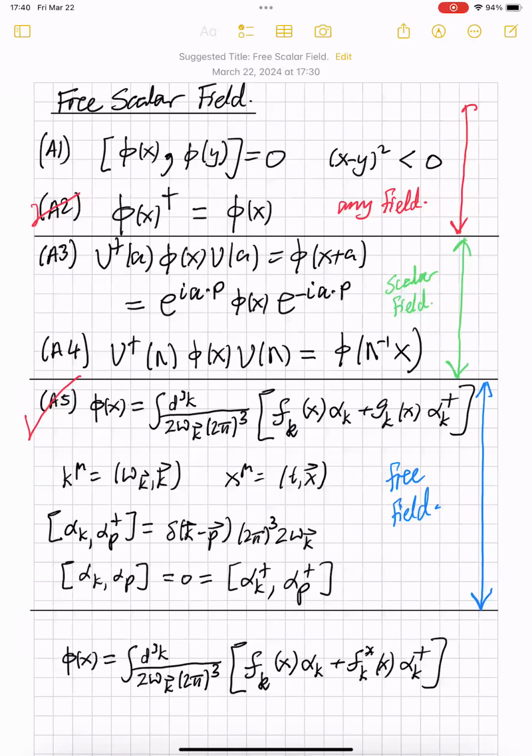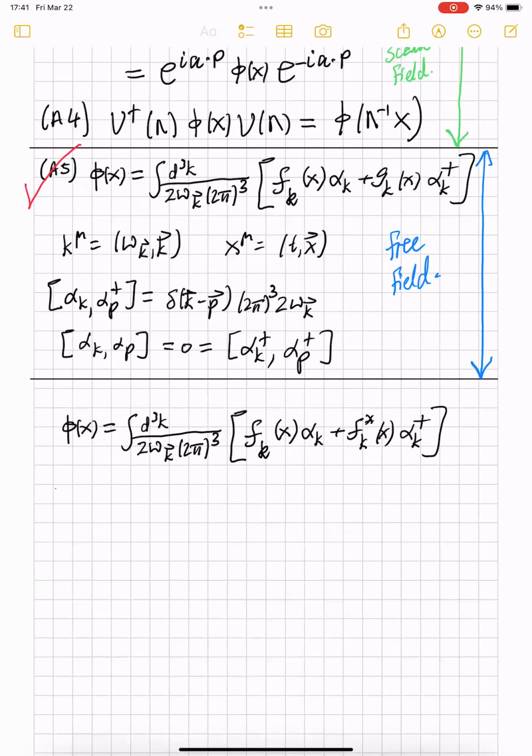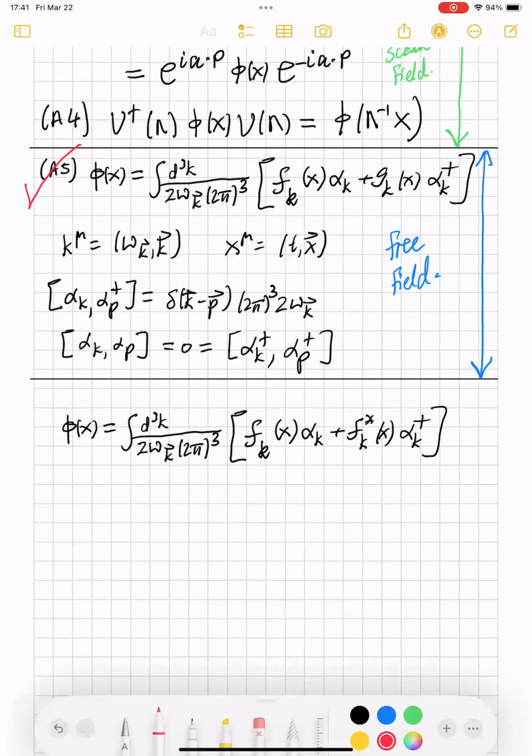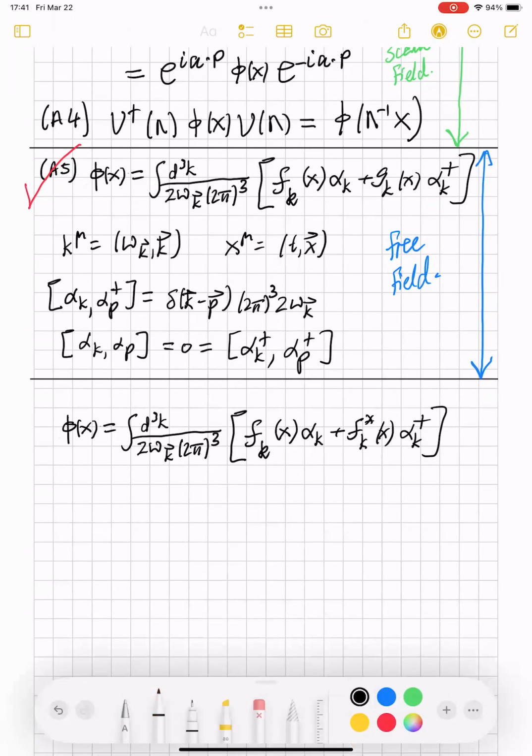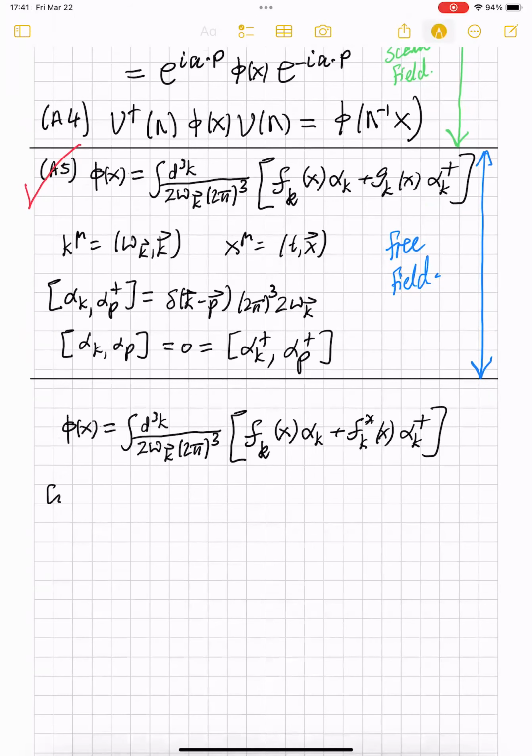Okay, good. So we've obeyed two of our axioms. The next axiom that we're going to consider is A3. So now consider A3, and I'm going to consider A3 at x is equal to 0 and a is equal to x.